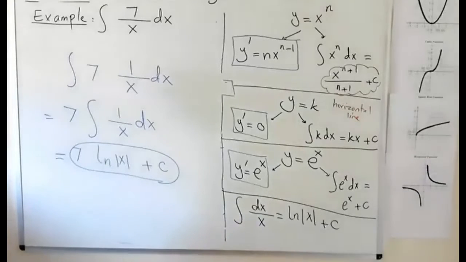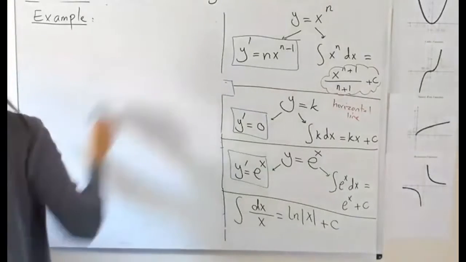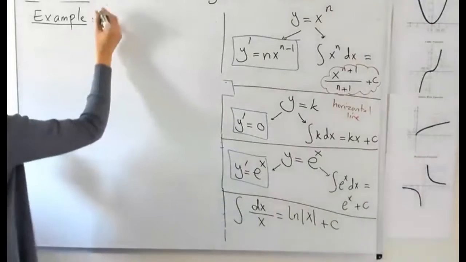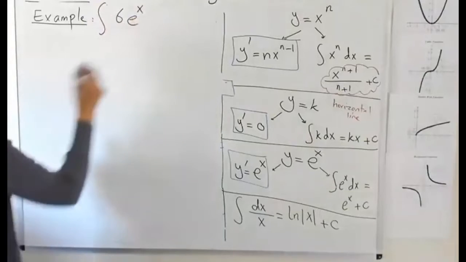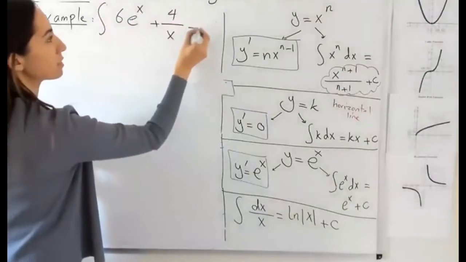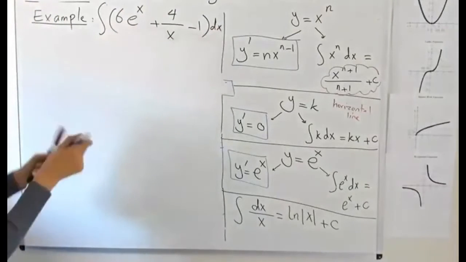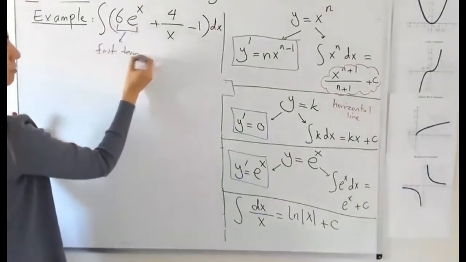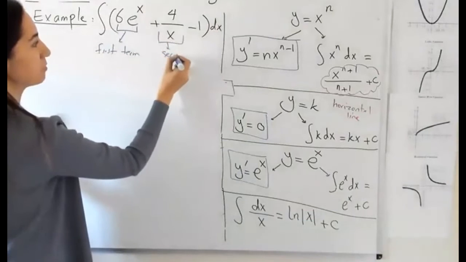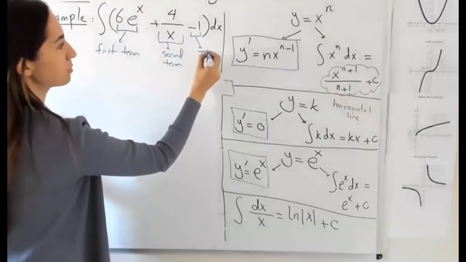Next example for you. Integral of 6 times e to the x plus 4 over x minus 1 dx. So how many terms do we have? This is our first term. Then you have your second term. And your last term is just a constant. Your third term.